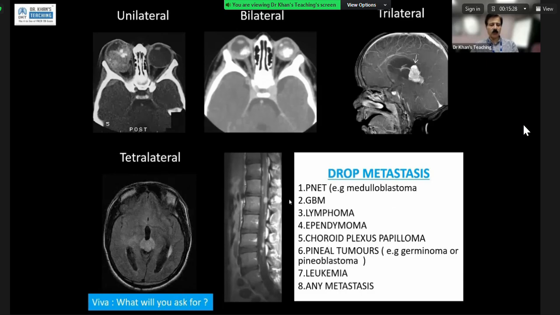Drop metastasis, we have already covered it when we were doing CNS, that these are some tumors of the brain or vice versa, tumors of the spine or the cord, which extend through the CSF spaces instead of hematogenous. So you have to do all of the imaging of the spine, and you will see these enhancing nodules, etc. Pineal tumor, germinoma, or pineoblastoma. So this is unilateral, bilateral, trilateral, or tetralateral.